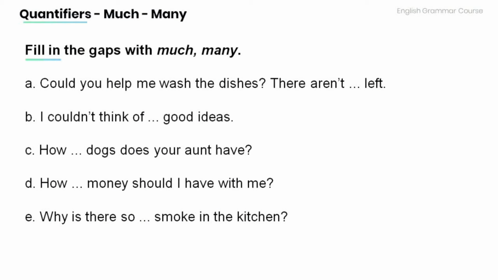And now, it's time for you to practice on your own. Read the following sentences and fill in the gaps with much or many. A. Could you help me wash the dishes? There aren't left. B. I couldn't think of good ideas. C. How dogs does your aunt have?